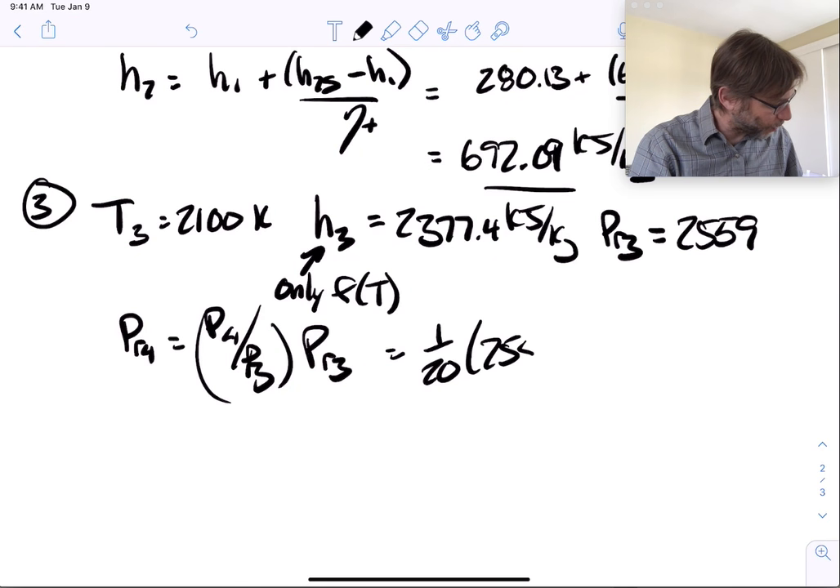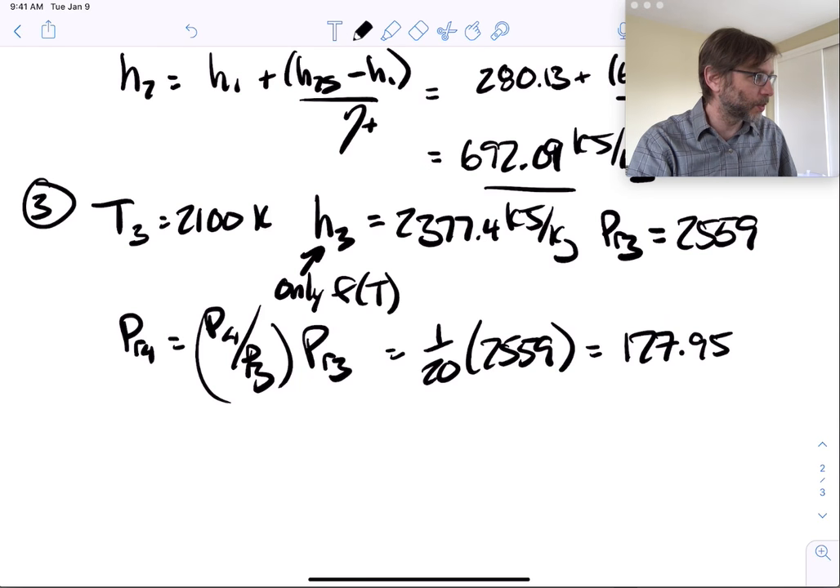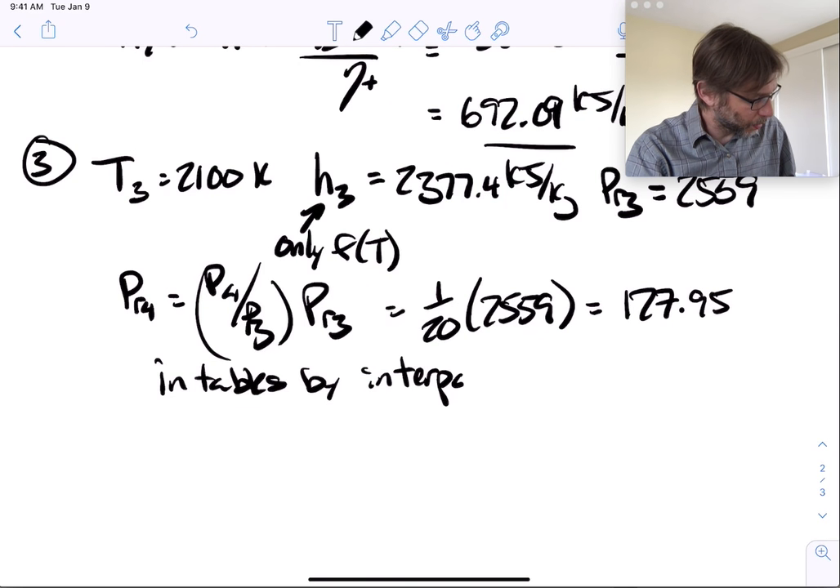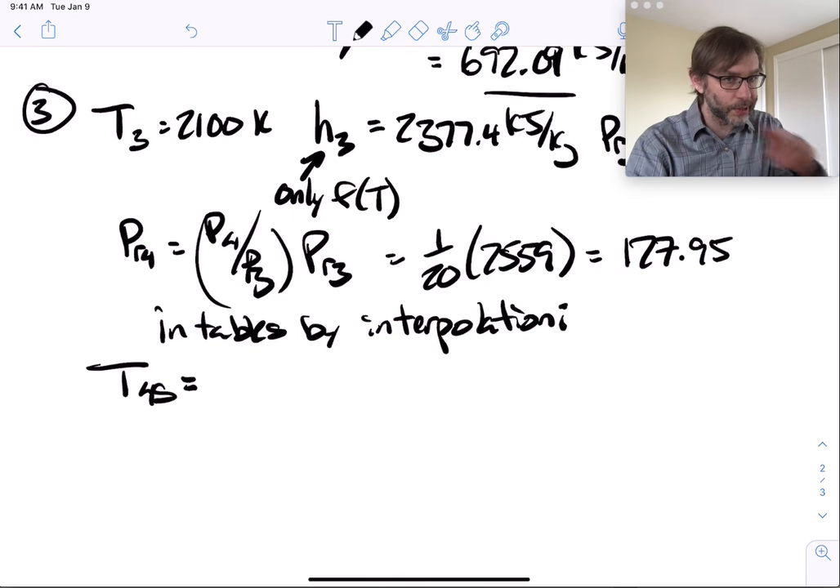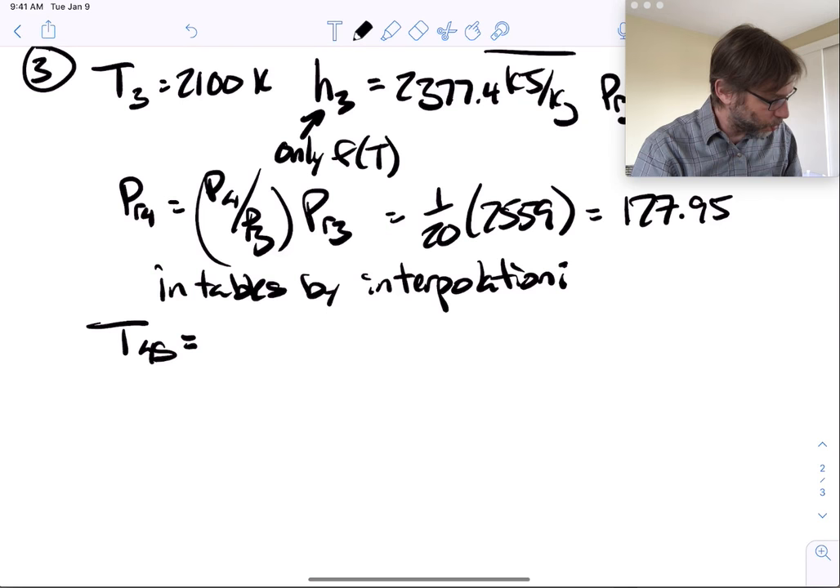So 1 over 20 times 2559 is equal to, the PR4 then is equal to 127.95. So that's this PR. So then we can look up in the tables by interpolation. So we can find out by interpolation that T4S is equal to, so this is the isentropic, remember, because when you use PR, you're finding the isentropic process, 1029.2 K.